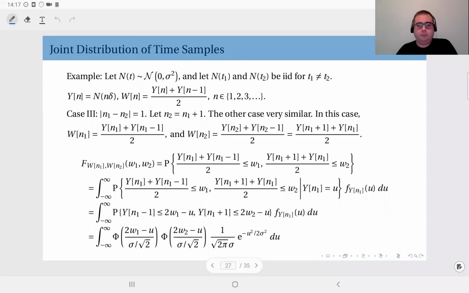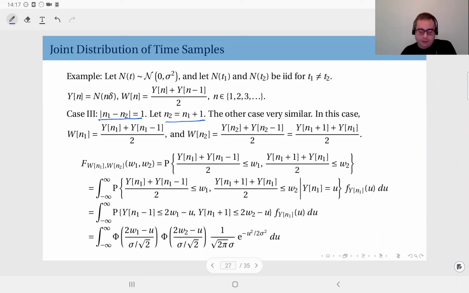Case number 3: N1 and N2 are separated by exactly 1. So it could be the case that N2 is equal to N1 plus 1, or N1 equals N2 plus 1. But the two cases are quite similar. Of course, the result will be different, but how you solve it is quite similar. So I'm just going to solve one of these cases, where N2 equals N1 plus 1.